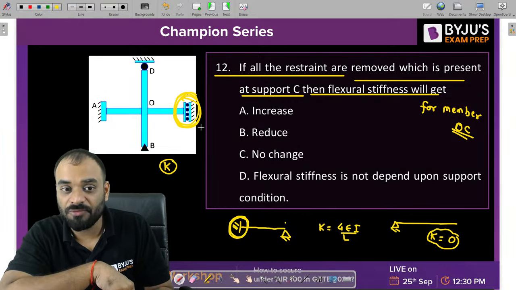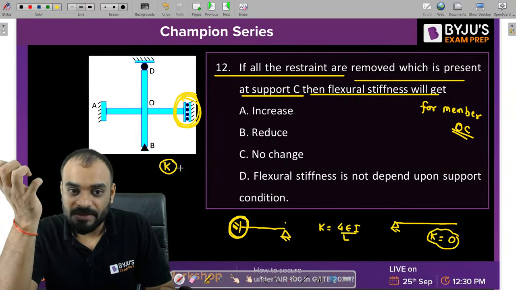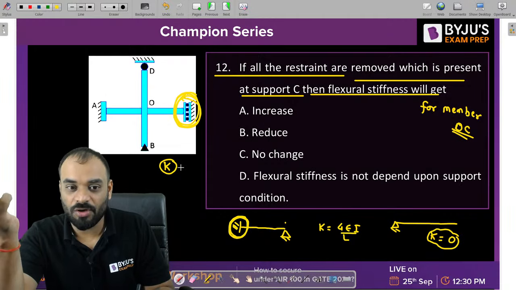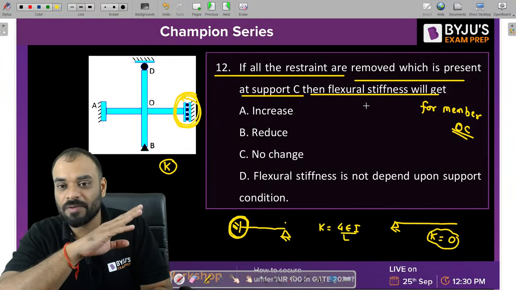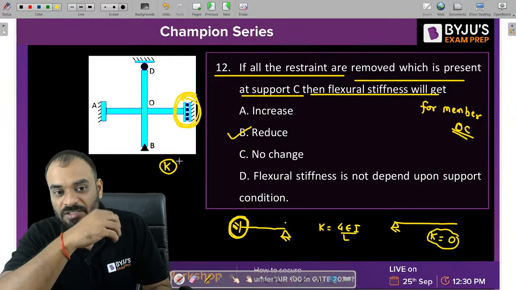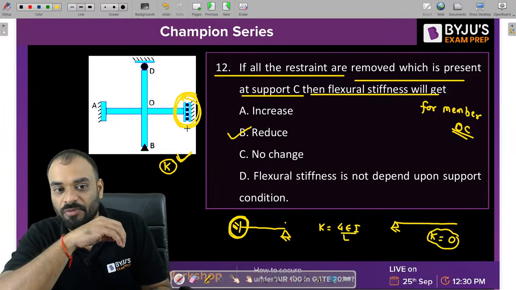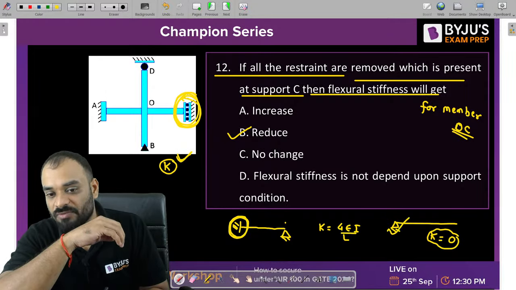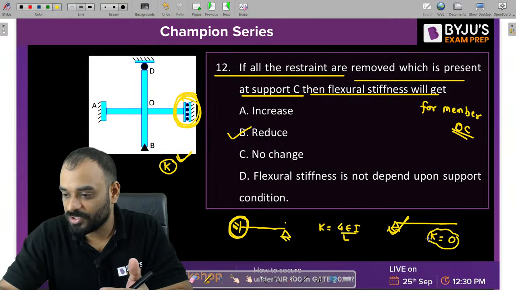But when we have a guided roller support over here, then you know that a certain value of stiffness should be there, right? It cannot be 0 initially. So that's why the flexure stiffness will get changed and it will reduce basically. Initially, let us suppose we have a certain value of K, but after removing such a support, the value of stiffness is equal to 0. That's why B is the correct answer. Very good, Rajesh. Very good.